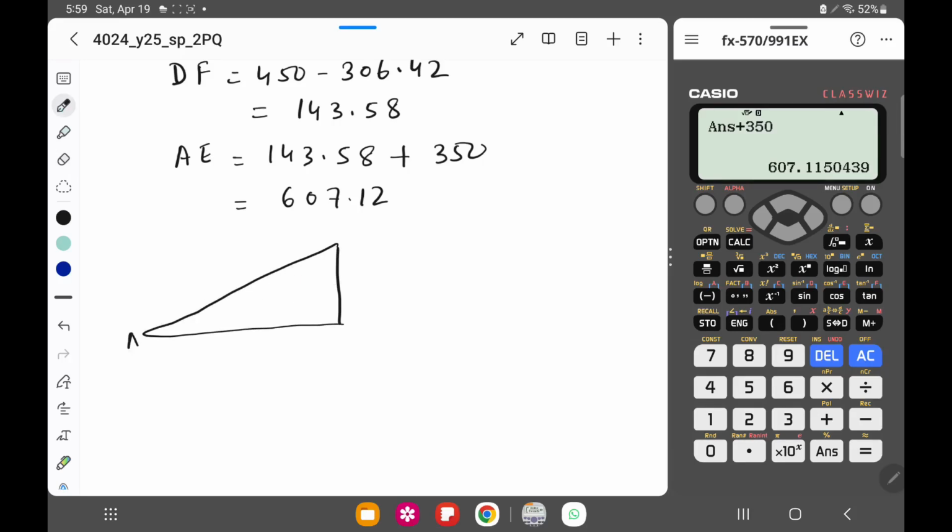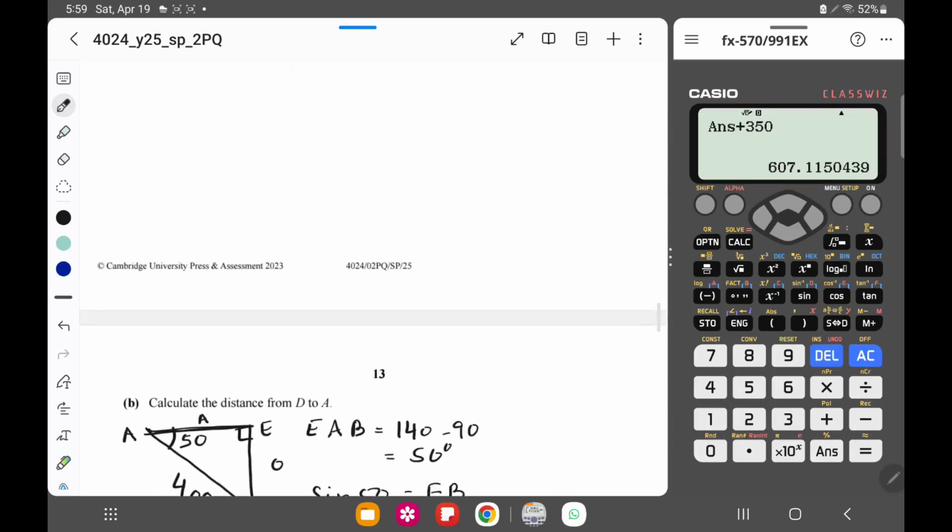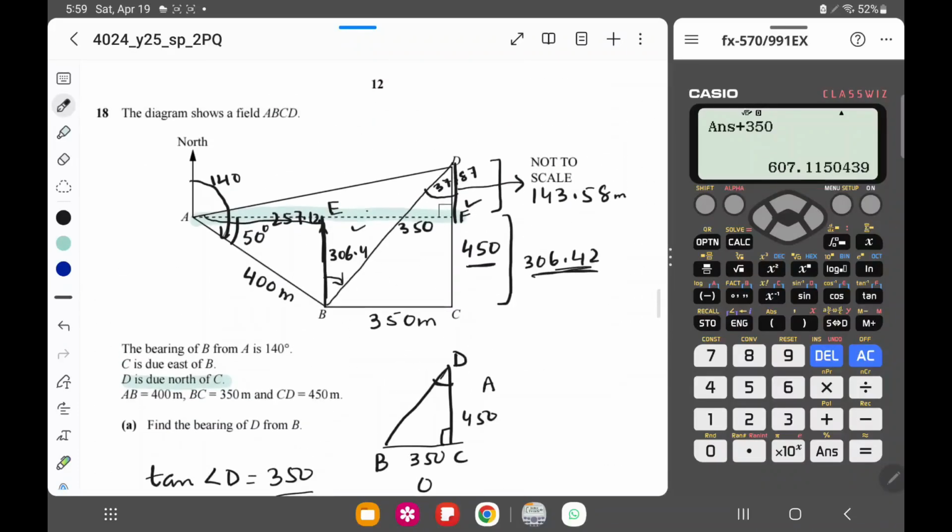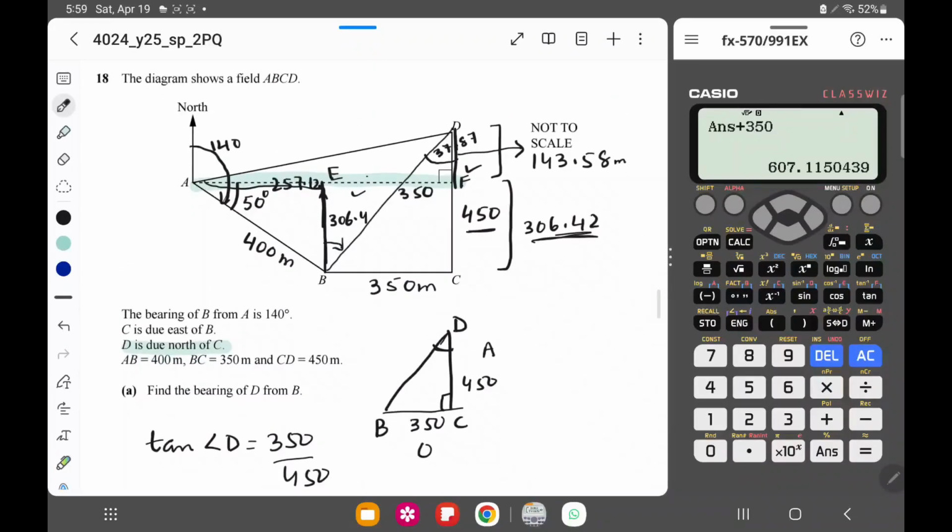That is AD, which is required in the question. We have found AE is 607.12, and 143.58 was DE in this question. This is 143.58, and we'll add 350 and 257.12 to get the line.